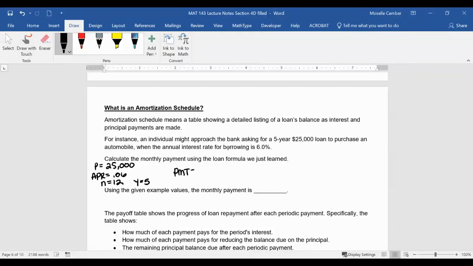So our payment would be $25,000 times my APR divided by N over 1 minus 1 plus my APR divided by N to the negative N times my Y. So that we should get a value of 483.32. So with our formula, we say that monthly payment is going to be 483.32.